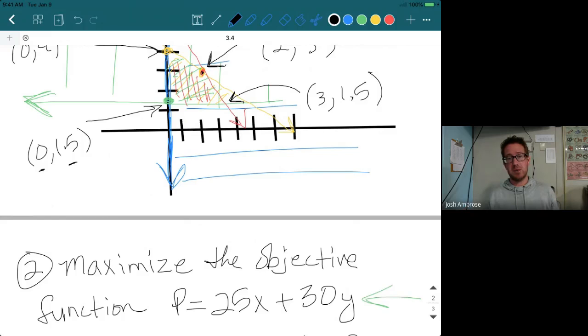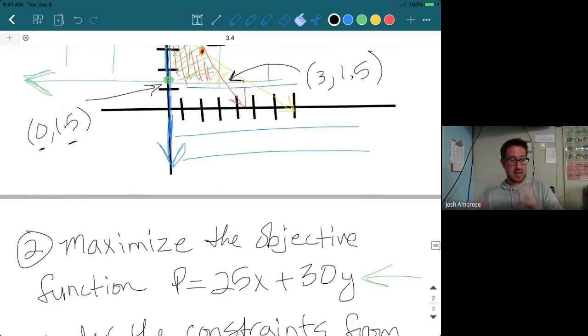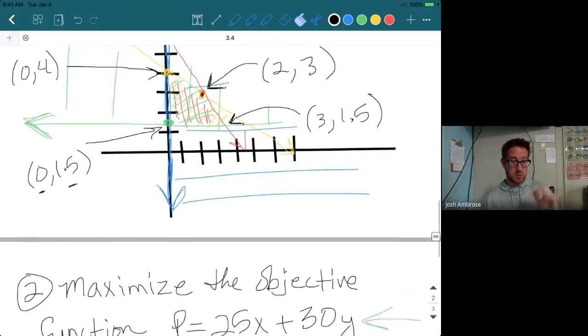All right, well, I can tell you when x is 0, it's probably not going to give you the biggest answer, which means when we're looking up here at (0, 4), again, it's probably not going to give you the biggest answer because you are missing this whole value of taking x times 25. You're only getting the 30 times the y value. So everything is now leaning towards it's probably the (2, 3) vertice or the (3, 1.5) vertice.